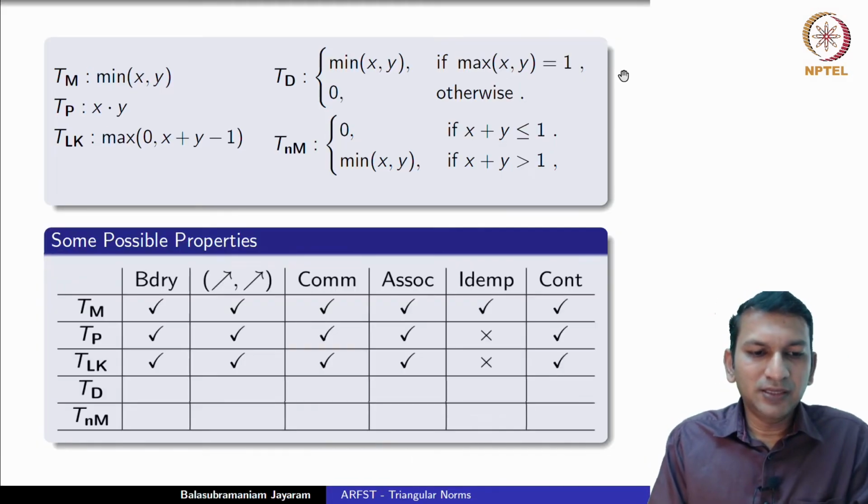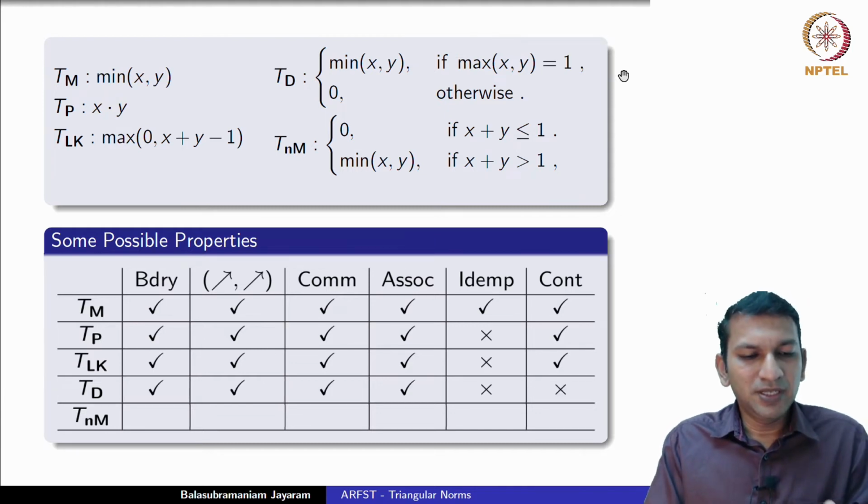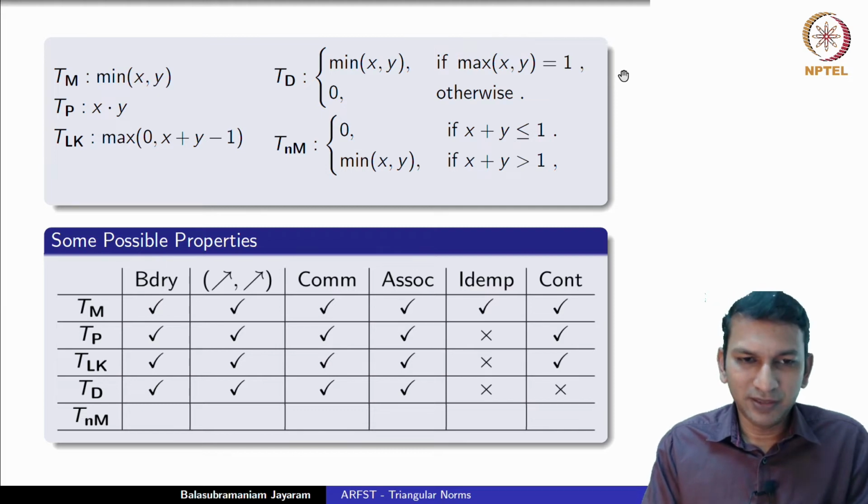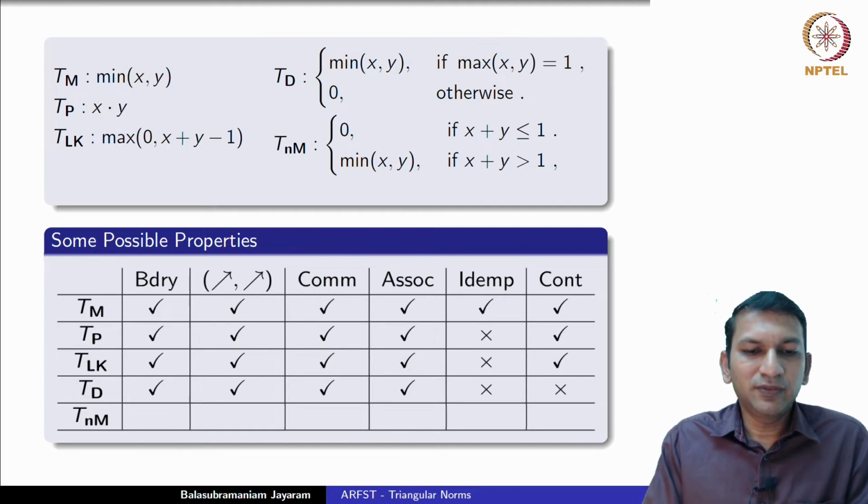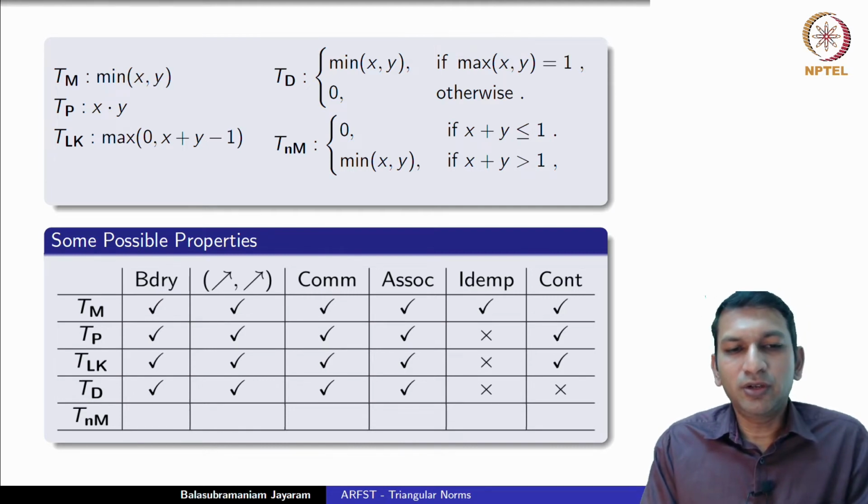So what it means is that if you look at this, of course, it satisfies the boundary condition. In some sense, it is increasing in both the variables. Even a constant function 0, we do not ask for strict increasingness. It is commutative, associative, but neither idempotent nor continuous.